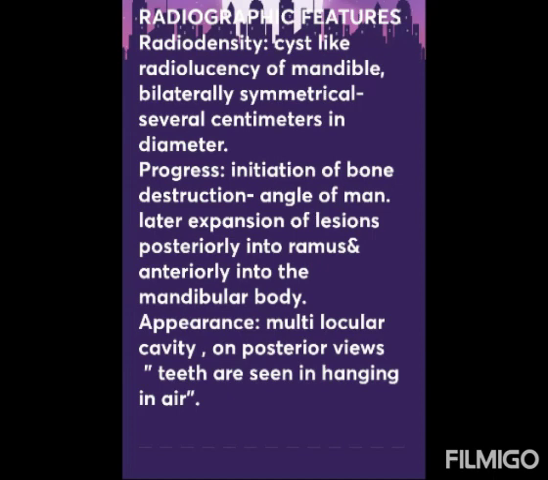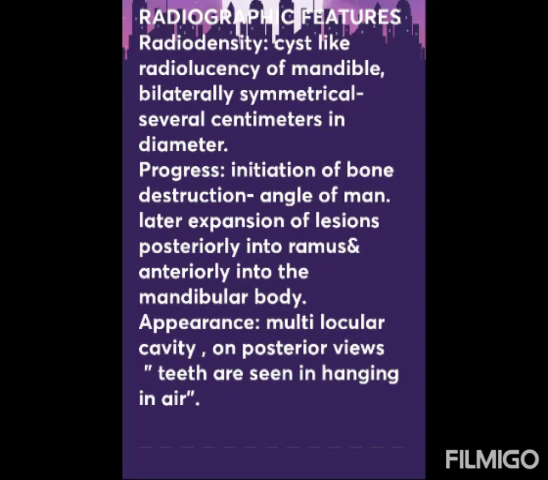Next, moving on to the radiographic features. First one is radiodensity. It is a cyst-like radiolucency of the mandible, bilaterally symmetrical, which is up to several centimeters in diameter. So in the mandible, there is a cyst-like radiolucency. It progresses with initiation of bone destruction near the angle of the mandible, and later it expands the lesions posteriorly into the ramus and anteriorly into the mandibular body.